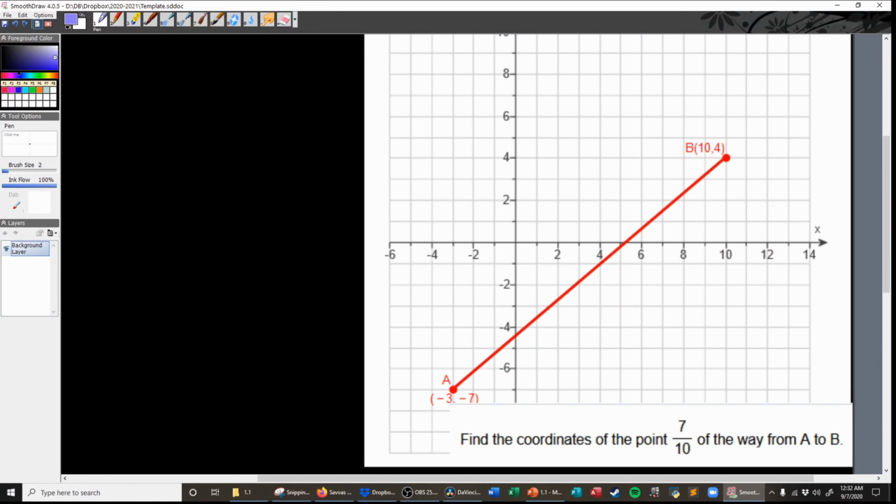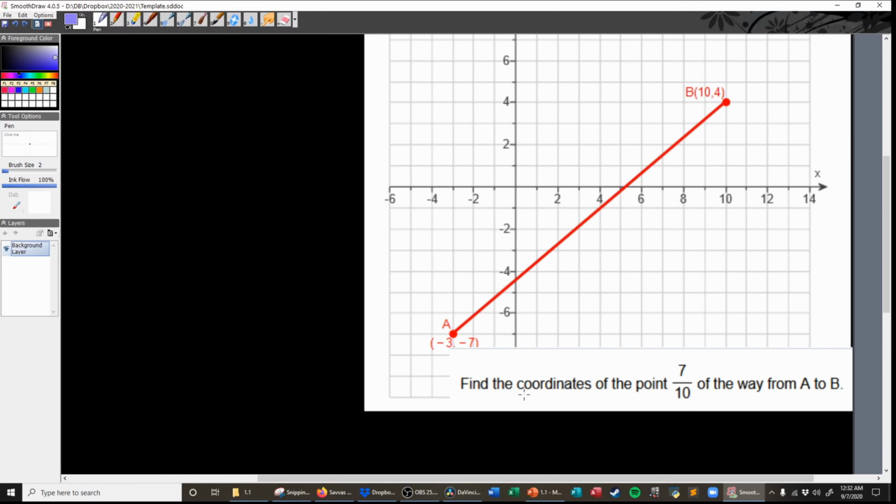All right, let's do a potential homework problem here. So we have: find the coordinates of the point 7/10 of the way from A to B. So we have point A, which is at negative 3, negative 7. We have point B, which is at 10, 4. And we need to find 7/10 of the way.